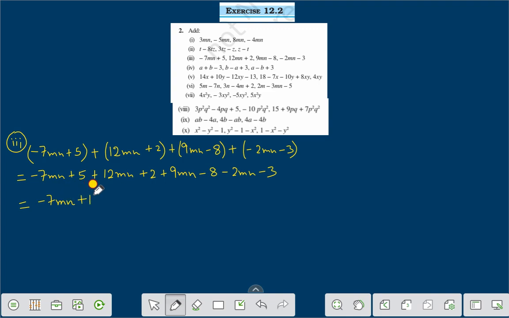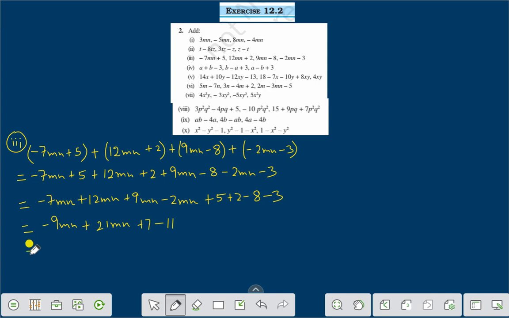minus 7mn plus 12mn, all the like terms on one side, plus 9mn minus 2mn, plus 5 plus 2, minus 8 minus 3. Now here you see that this is minus and this is minus, minus 7 minus 2 is minus 9, minus 9mn, plus 12 plus 9 is 21mn, plus 5 plus 2 is 7, plus 7, minus 8 minus 3 is minus 11.